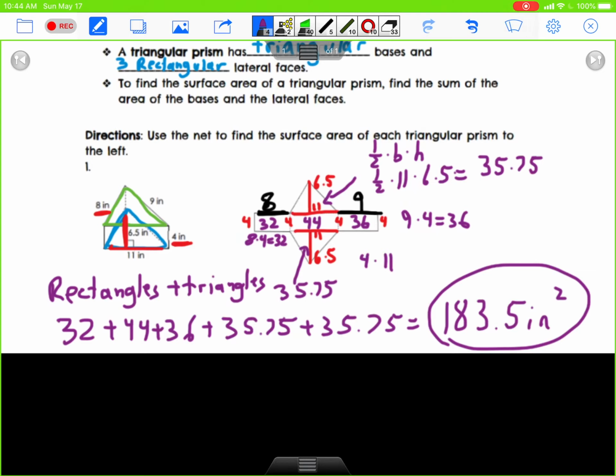It seems like a lot of work. I was just showing all the steps as much as I can. Take it slow. Remember, you're going to get 5 different areas: 2 triangles, which are going to have the same area, and then 3 rectangles. Most of the time, the rectangles are going to have different areas, but there are sometimes where it's possible to have the same area for a rectangle.